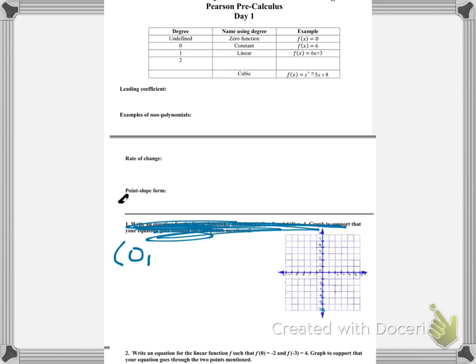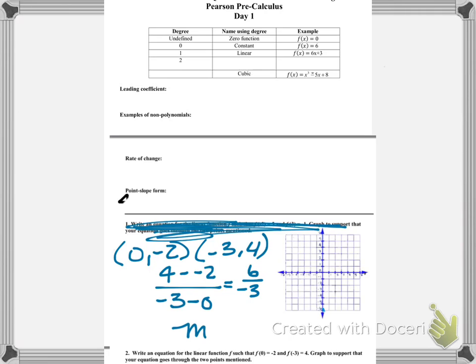Write an equation. My 2 points are 0, negative 2, and negative 3, positive 4. I'll get used to this. Our slope is going to be 4 minus a negative 2 over negative 3 minus 0. This is going to give us a positive 6 over negative 3, or a slope of negative 2. I should have said in the beginning, please don't write this large. I have to do this in stages. So if you need to copy that down, please pause the video.